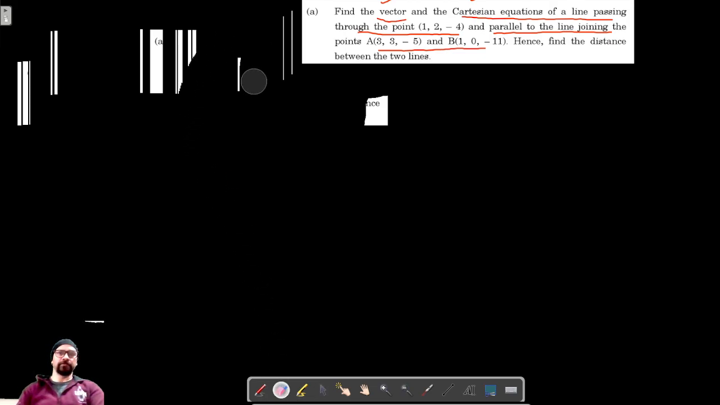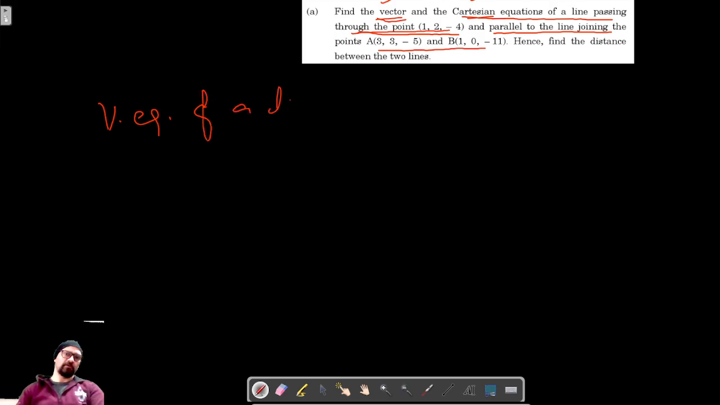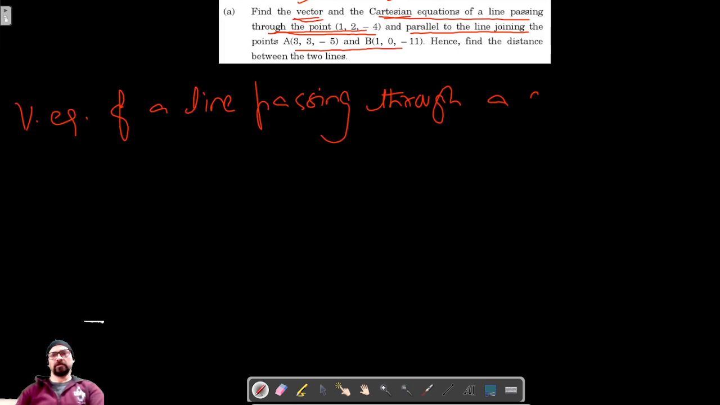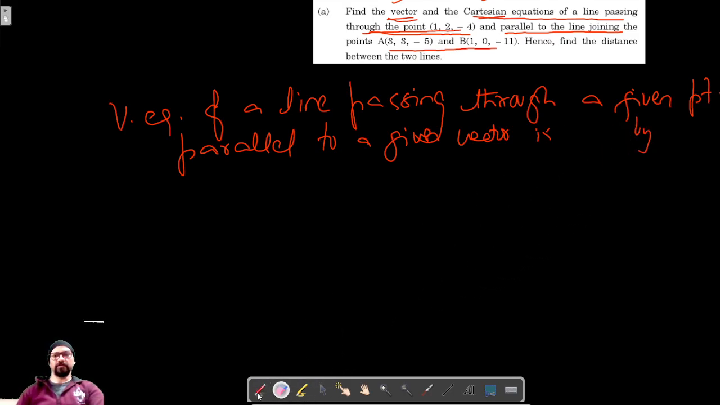Okay, so now we have to find the vector and Cartesian equations of the line passing through the point. So we know that vector equation and the Cartesian equation. So the vector equation of a line passing through a given point and parallel to a given vector is given by, let's write down the formula.